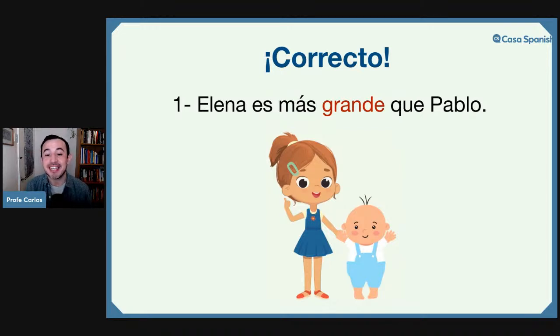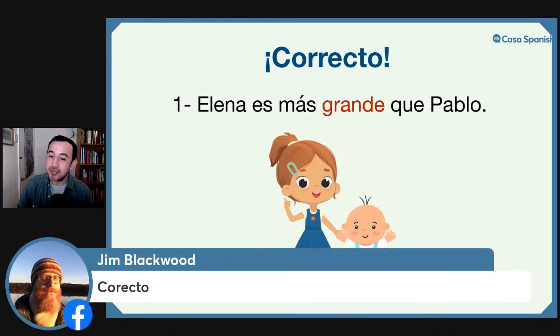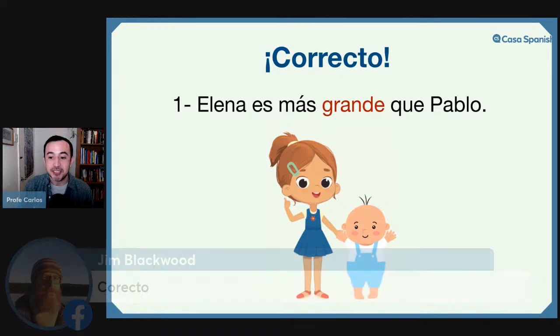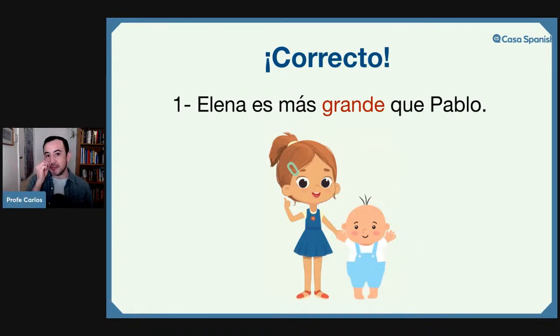Elena es más grande que Pablo. Now, grande, let me see. Jim, very good. Correcto. Excelente, Jim. Grande is interesting because it's big, but it really depends also on the context because in Spanish, grande could mean tall as well. Someone is taller than someone, but we also use it for the age. Someone is older than another person. So Elena es más grande que Pablo. We could be talking about the age, or we could be talking about the height. So just have that in mind.